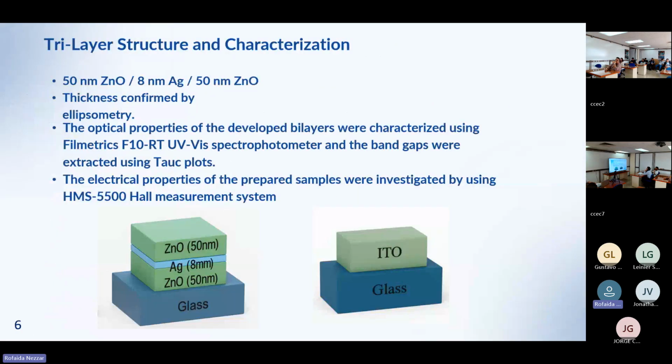So as we can see here, the final structure consisted of 50 nanometers of zinc oxide, an 8 nanometer silver layer, and another 50 nanometers of zinc oxide on top. This thickness combination was optimized to balance transparency and conductivity. And if the silver layer was too thick, it could reduce transparency, and if it is too thin, it could reduce conductivity. So it's like one side is at the expense of the other.